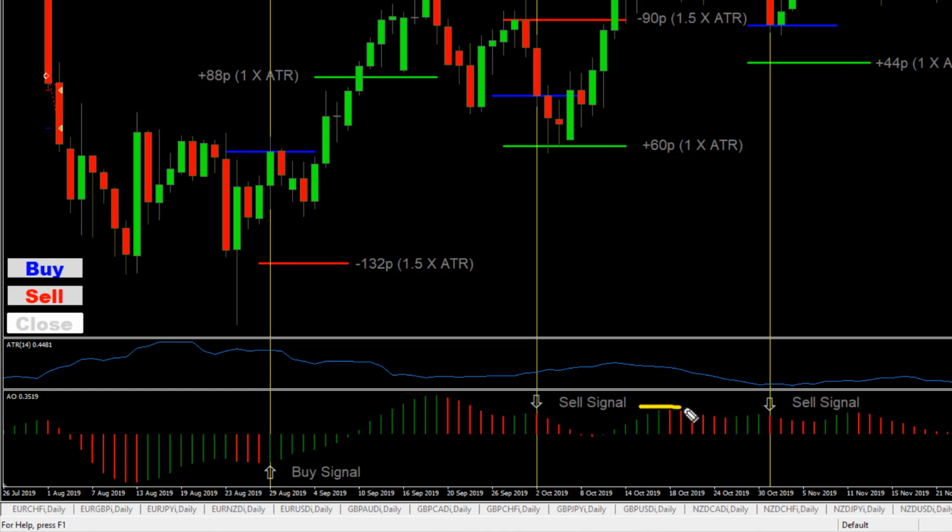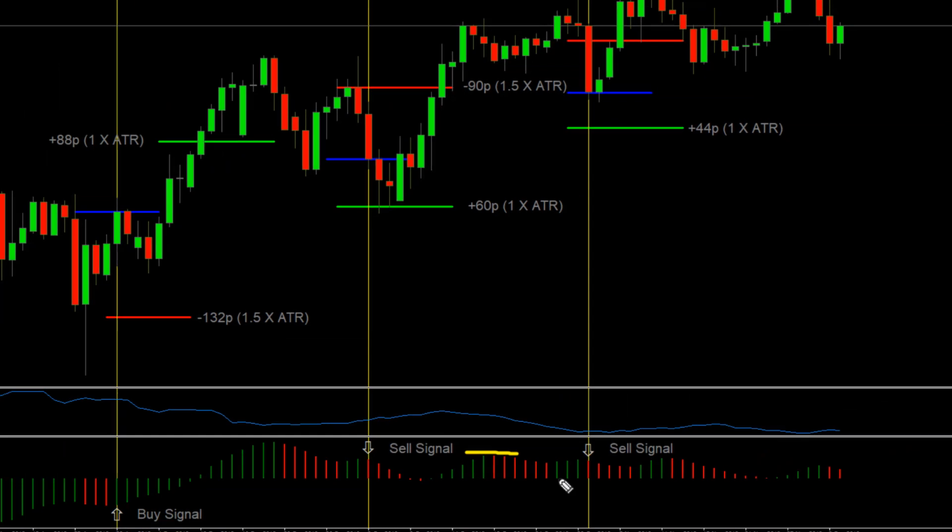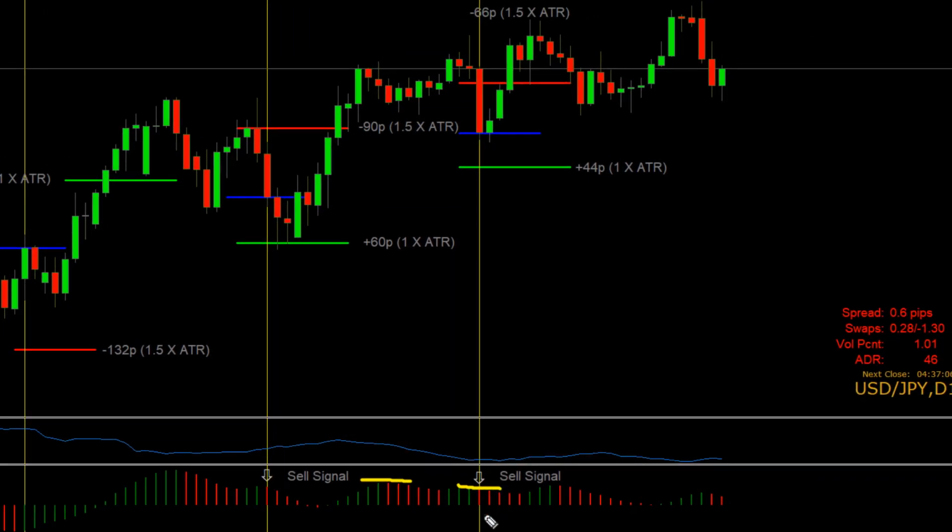And lastly, we have the AO make a high here, make a lower high right here with AO bar color change. And so we'll sell right here with a target of 44 pips, a stop loss of 66 pips, and it just pushed right up and stopped us out. So that one would have been a loser.